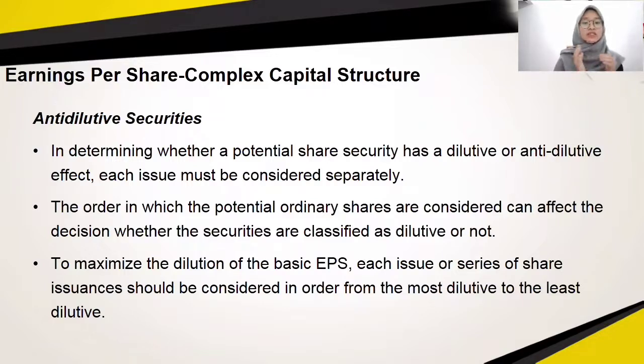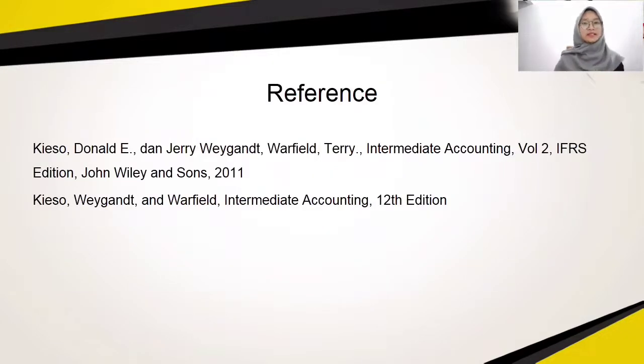And the order in which the potential ordinary shares are considered can affect the decision whether the securities are classified as dilutive or not. And the last is to maximize the dilution of the basic earnings per share. Each issue or series of share issuance should be considered in order from the most dilutive to the least dilutive. And this is the reference of the material.